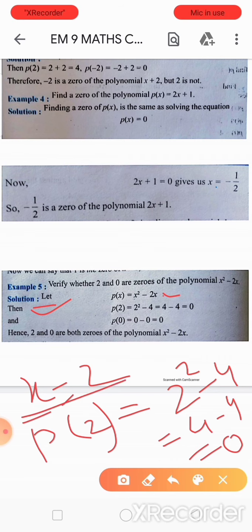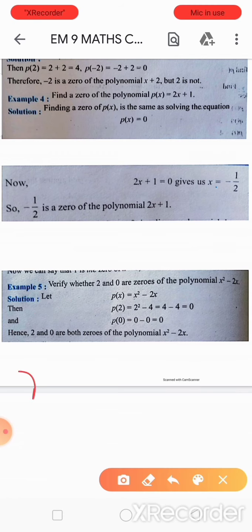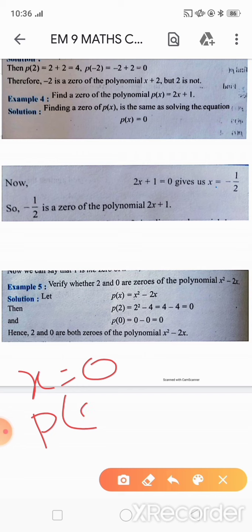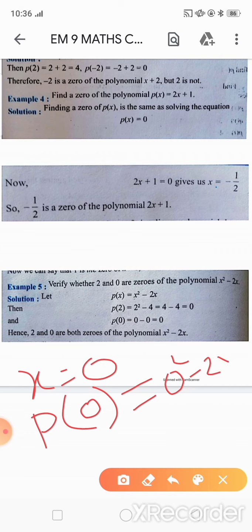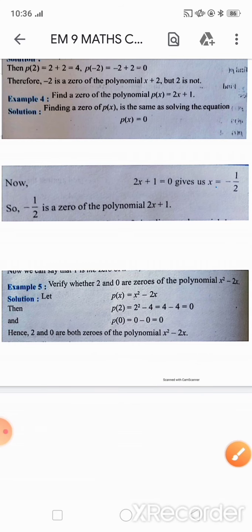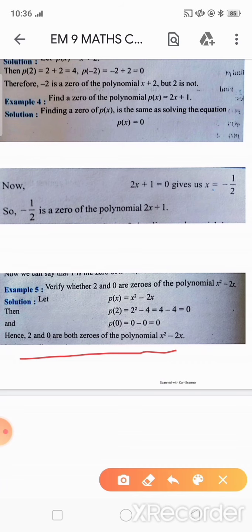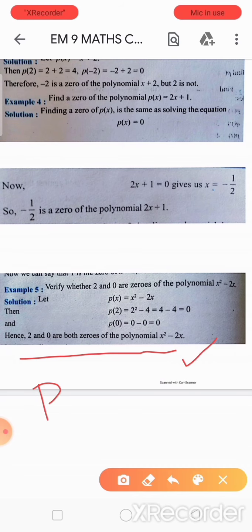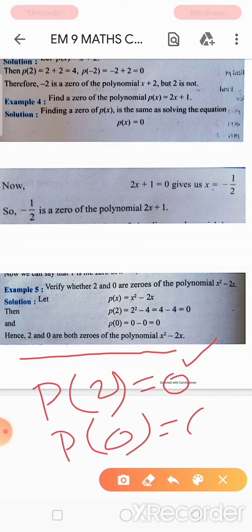For the value of x equal to 2, our polynomial is equal to 0. And next for x equal to 0, we substitute x equal to 0 in our polynomial, then we get 0 square minus 2 into 0, which means 0 minus 0 equal to 0. Then we say hence 2 and 0 are both zeros of the polynomial x square minus 2x, because for both values of x we get the polynomial value 0.